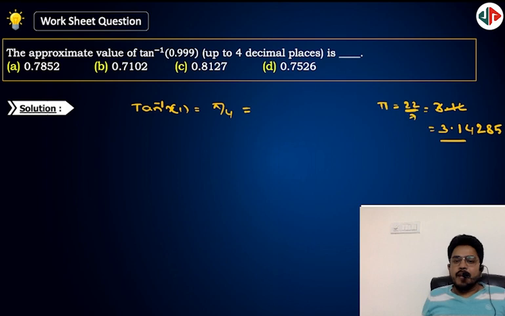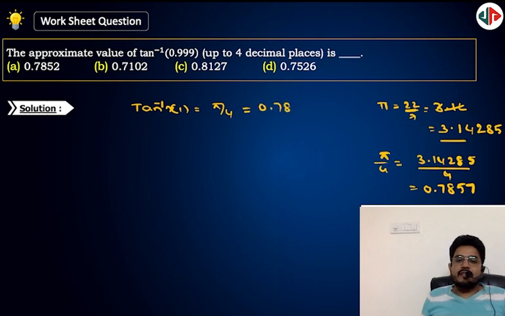By, now pi by 4. Pi by 4 is equal to 3.1428 pi by 4, which is equal to 0.7, 34, 8, 30, 22, 5, 28, 7. So roughly 0.7857. So f of x is equal to tan inverse of x.